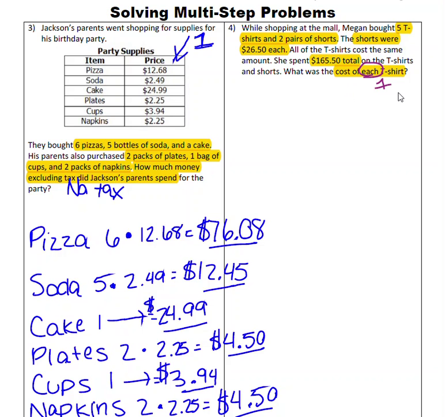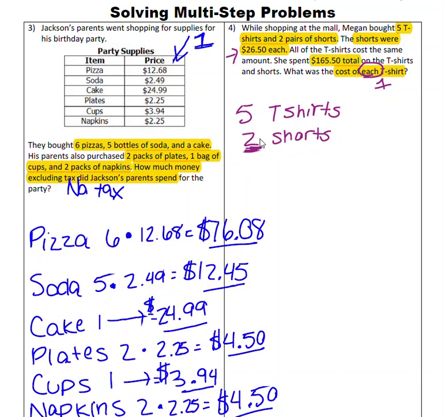So let's write out at least what she bought. She got 5 t-shirts and 2 pairs of shorts. Now, let's think about this. Do we know the cost of any of that? Well, it says that the shorts are $26.50 for each pair. So if every single pair is $26.50 and I bought 2 of them, what operation do you think I could do to figure out how much all of the shorts were?